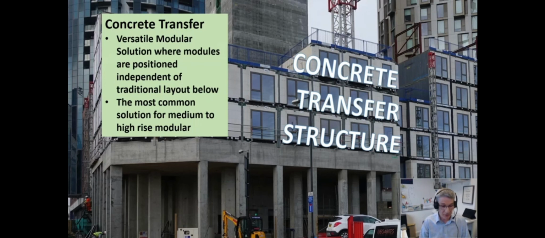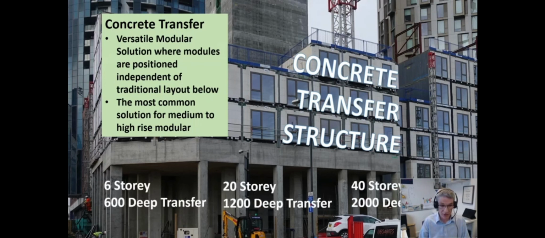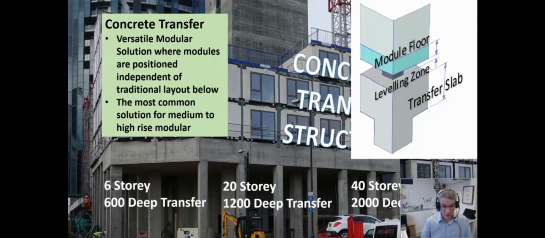Transfer slabs may range from about 600 deep for 6 stories to maybe 2 meters deep for 40 stories. These depths are very much related to the size and spacing of columns, and Shane will discuss this further. From a practical point of view, it's best to construct the transfer slab to standard tolerances, and then the modular supplier has a leveling zone to achieve whatever accuracy they require.